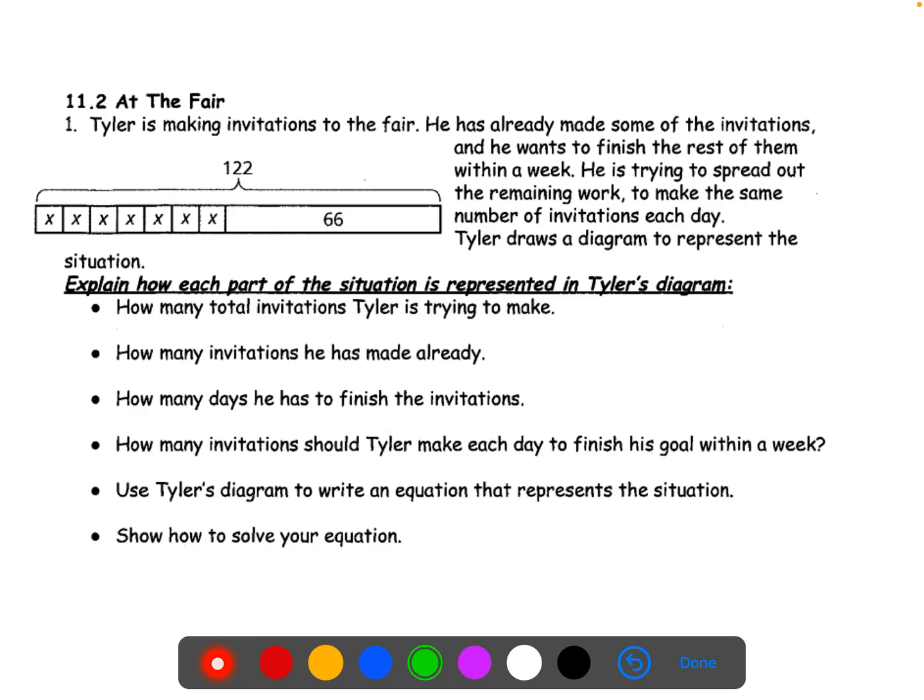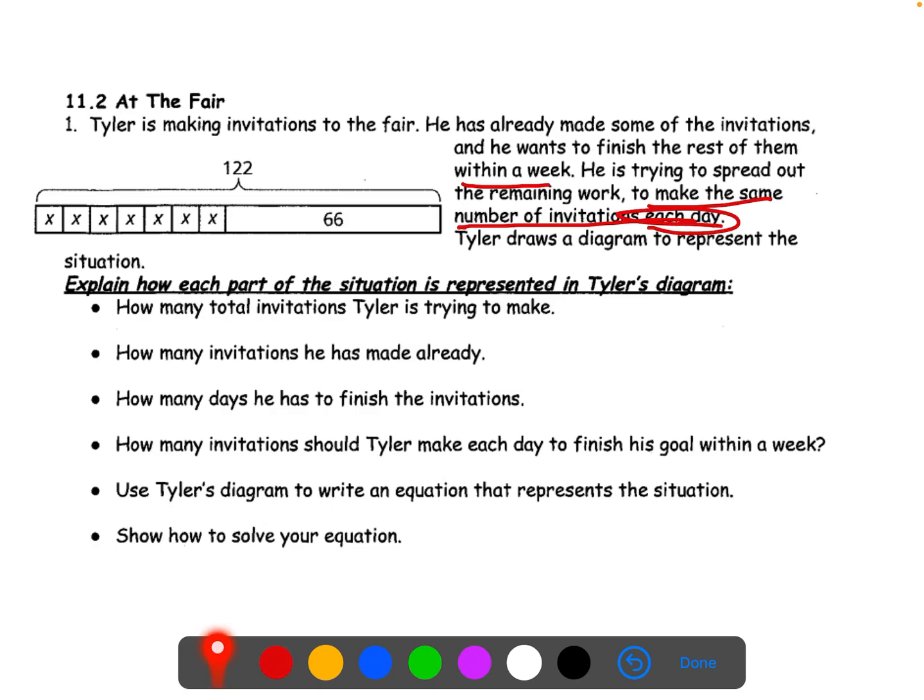What I'm going to do is go through this first one, then give you a chance to try the next 2. So it says Tyler's making an invitation to the fair. He has already made some of the invitations, and he wants to finish the rest of them within a week. He's trying to spread out the remaining work to make the same number of invitations each day. Tyler draws a diagram to represent the situation.